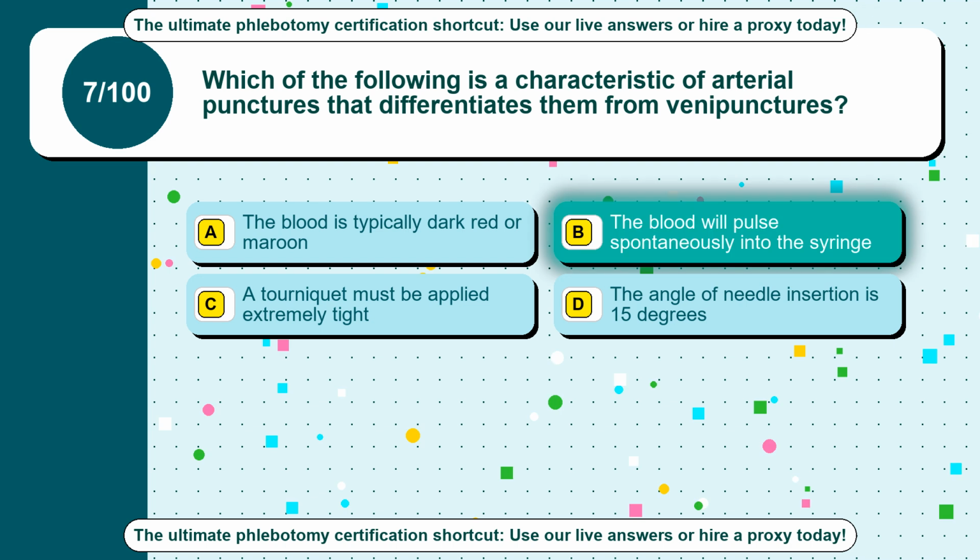The correct answer is option B. The blood will pulse spontaneously into the syringe.